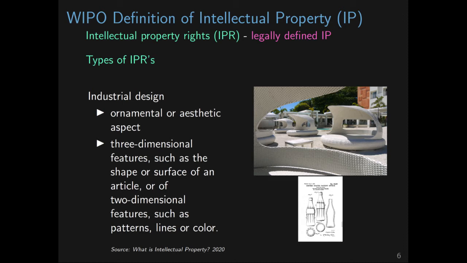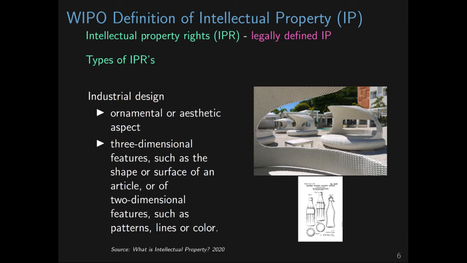So this may be three-dimensional features such as shape or surface or texture, or two-dimensional features such as combinations of patterns, lines, or color. So on the right you can see a sitting place at a hotel in Cebu which shows beautiful curves and a textured surface that is really appealing to the eye. It has function, but what is protected in this case is the aesthetic aspect of this sitting place.